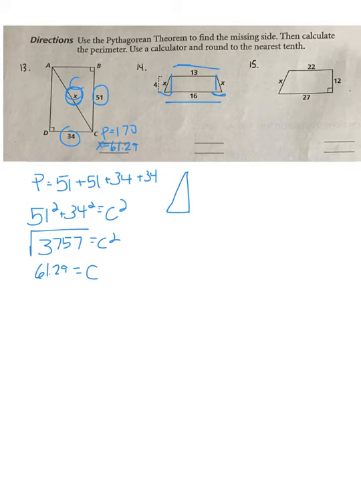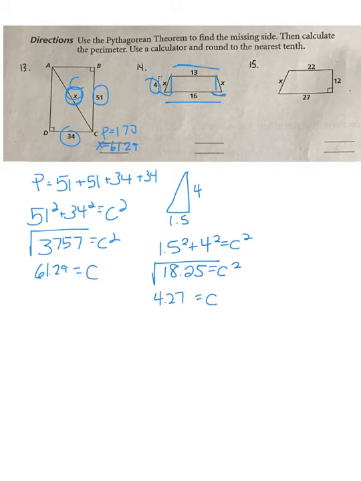So if the bottom is 1.5 and the side is this 4, then we can do 1.5 squared plus 4 squared equals c squared. Remember our x's and c's, those are kind of interchangeable there. So 1.5 squared plus 4 squared equals 18.25. We take the square root of that and we get that c equals 4.27. So that's this number right here.